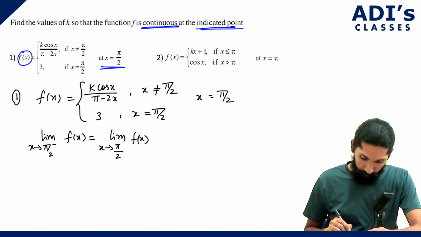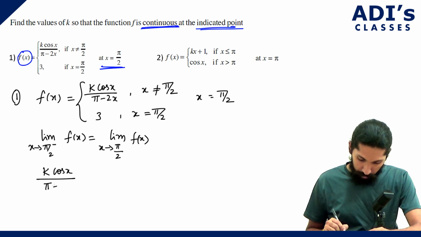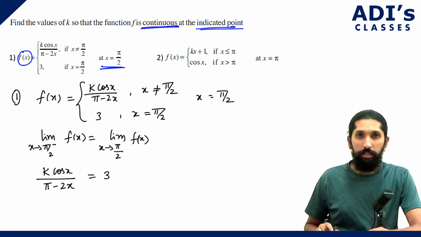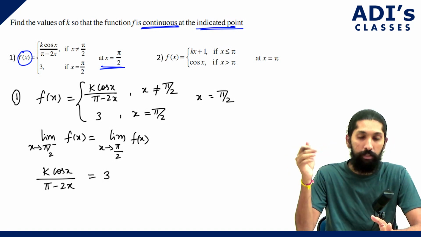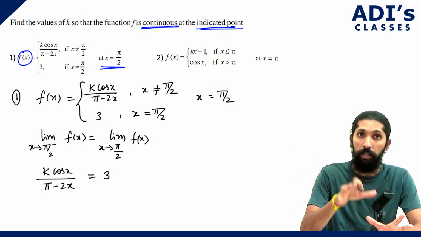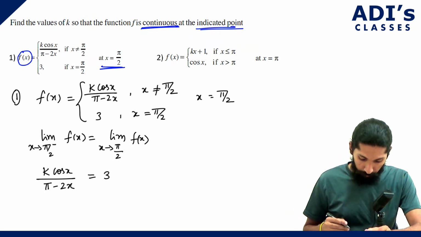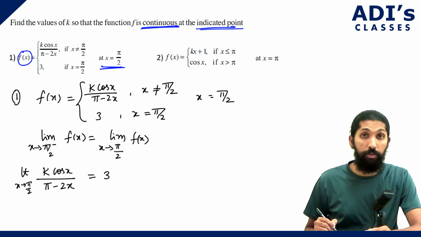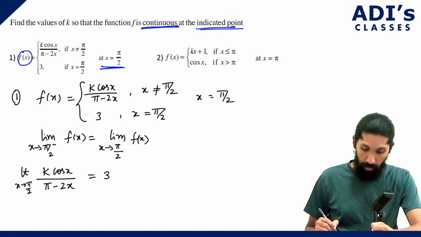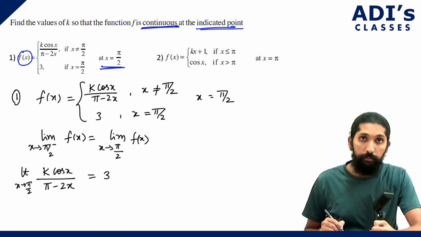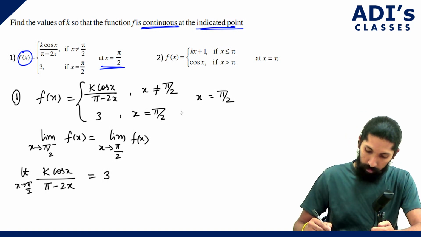So now, what do we have? k cos x divided by pi minus 2x. This value is basically equal to 3. Guys, you cannot just take it to RHS and cross multiply. You can't do it that way because we have a limit on the LHS, correct? So here we have limit as x tending to pi by 2. Of course, you cannot just directly substitute this value because you'll get 0 by 0 form, isn't it? So we need to do it in another format. Make sense?